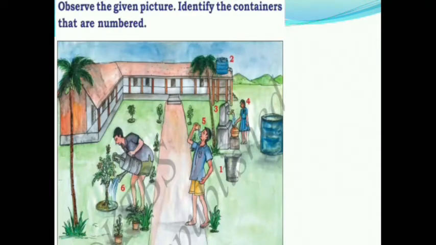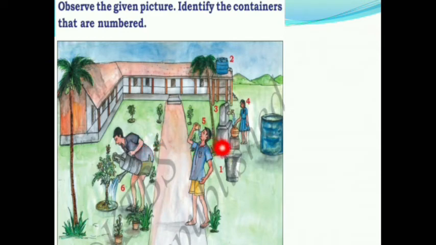Children, now we should observe the given picture. Identify the containers that are numbered. Children, look at this picture. Here, one girl is filling water. This boy is drinking water. And this boy is watering a plant.